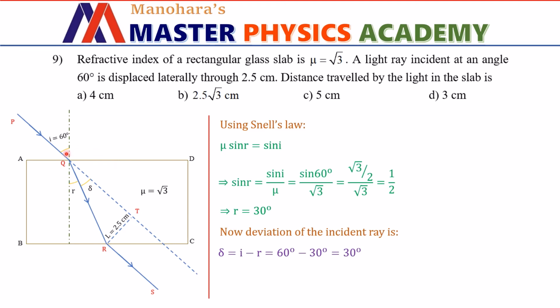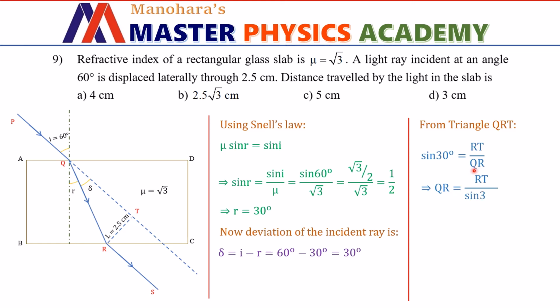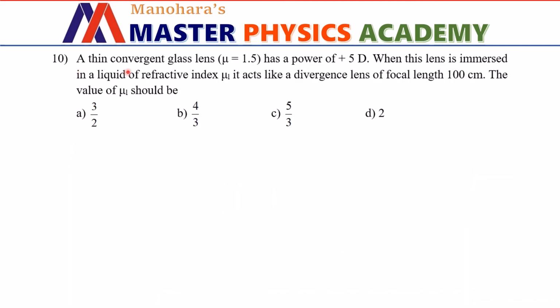Now, in the right angle triangle QRT, we know the opposite side corresponding to the angle of deviation. Using this data, we will find the hypotenuse side, that is QR. So, sin 30 degree is equal to RT by QR. Substituting, simplifying and solving, we get the value of QR equal to 5 centimeter. Option C. A thin convergent glass lens mu equals 1.5 has a power of plus 5D.